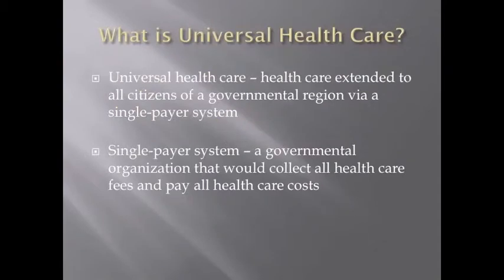What is universal healthcare? Universal healthcare is healthcare extended to all citizens of a governmental region via a single-payer system. A single-payer system is defined as a government organization which would collect all healthcare fees and pay all healthcare costs.